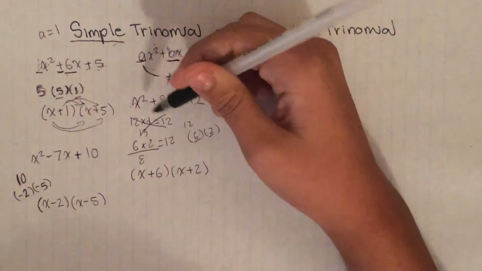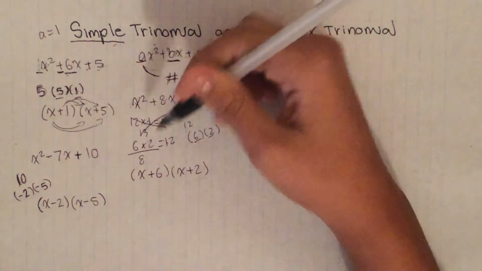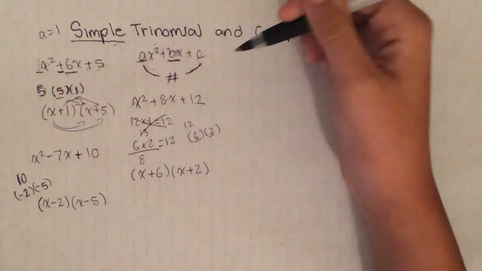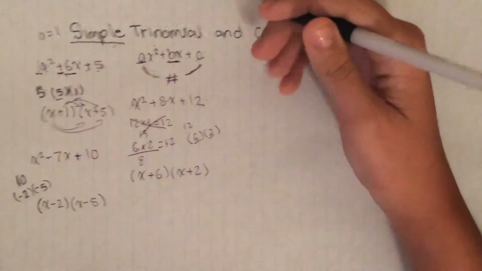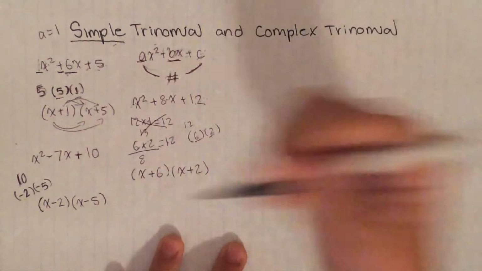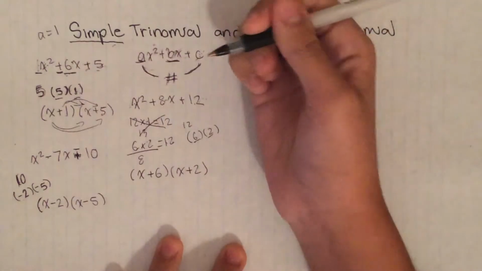So times these two, get a sum, then add these two to get the sum in b. And if they work, then those are your answers. And to check, you could do expand form.